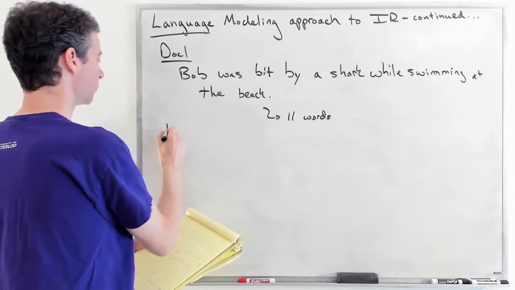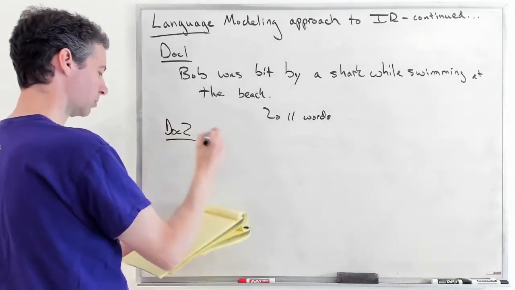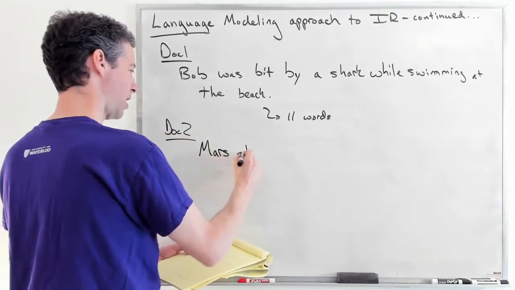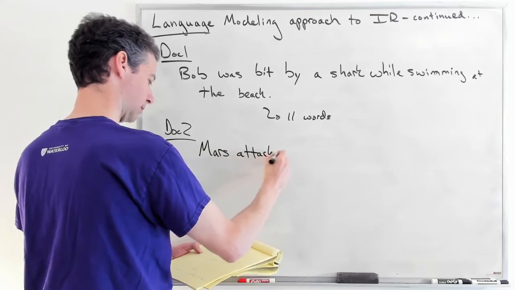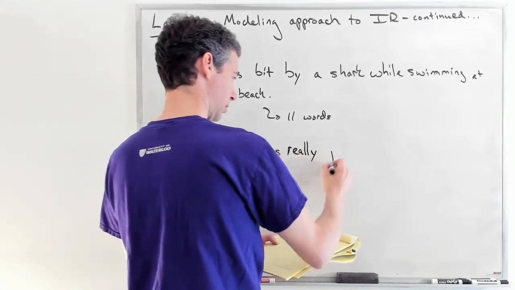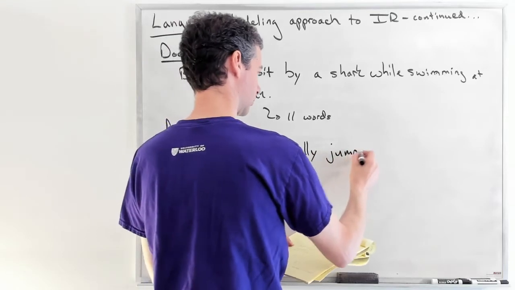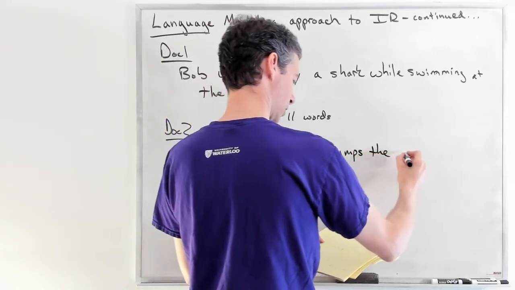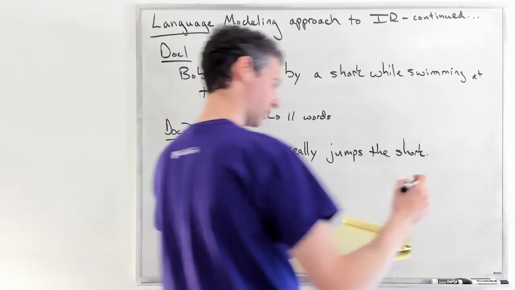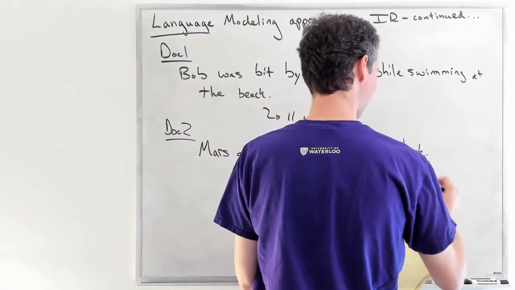Pretty simple. Document 2, Mars attacks, really jumps the shark. This is more of a nonsense sentence, but it's got some words in it, which is good. And this has 6 words in it.